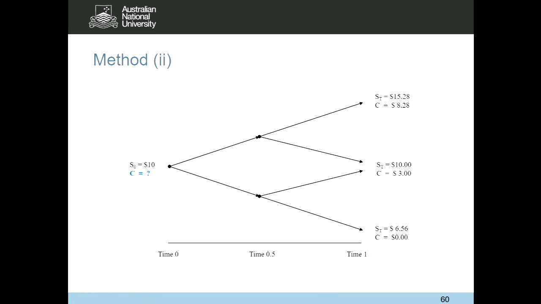So let me summarize. The way we get $15.28, there's only one way, which is up and up again, right? Two consecutive ups. The way we get a $10 share price, there are two ways: going up and then going down, or going down, then going up.